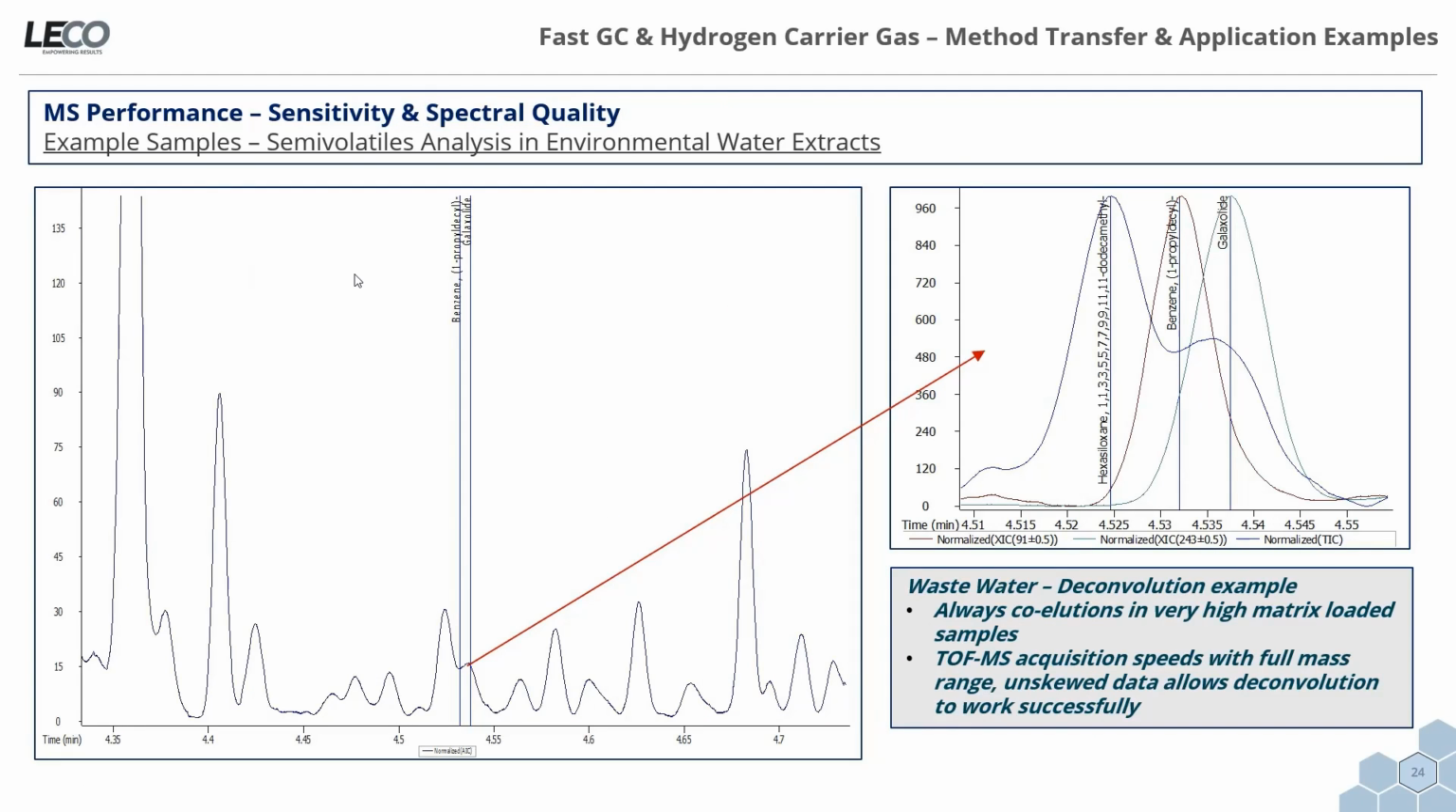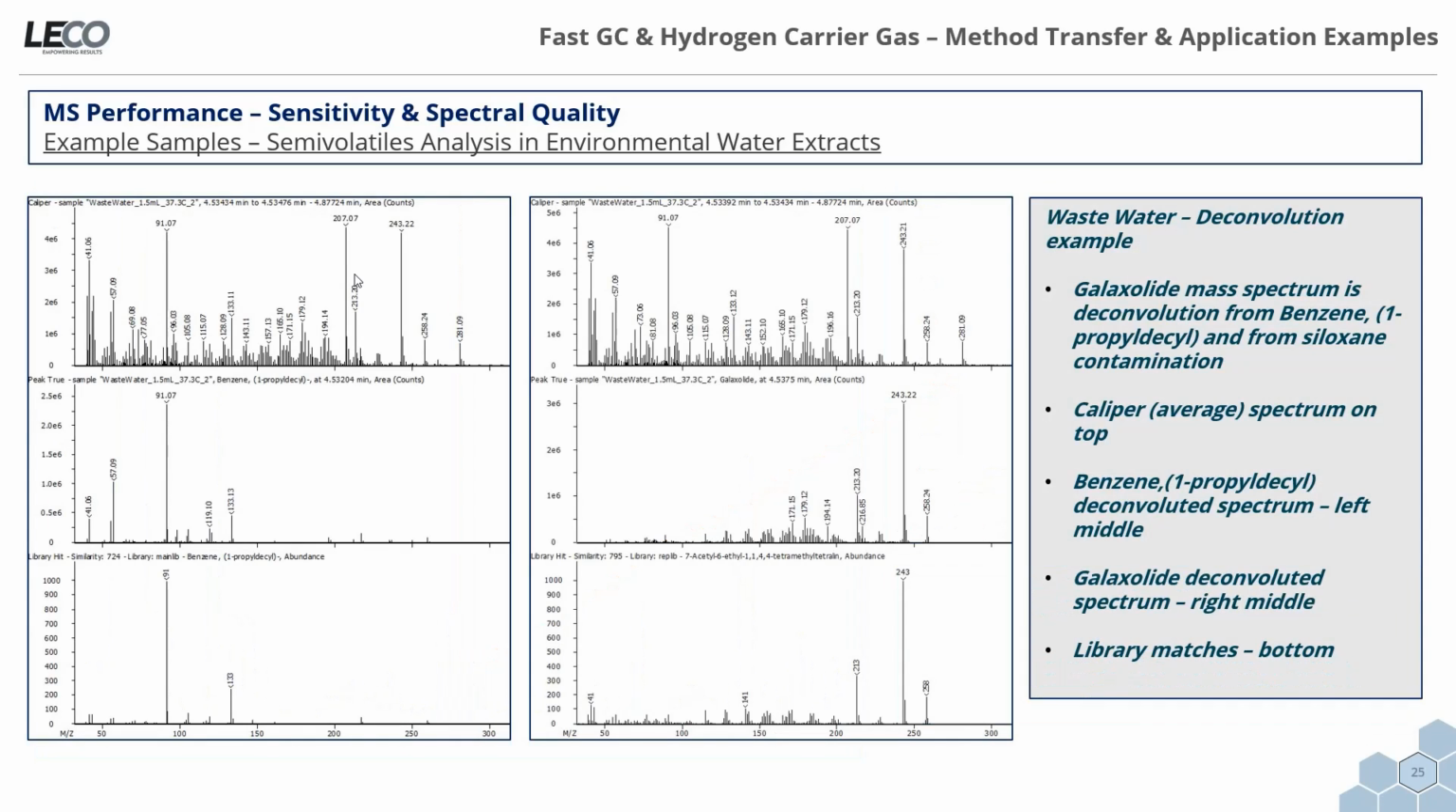And of course, using time of flight allows us to collect high quality mass spectral data with fast enough acquisition speeds, and that allows deconvolution to work well in this real sample here, which is wastewater, a very dirty, high matrix load. Here's an example of a siloxane, an alkyl benzene and galaxolide, all very closely coeluting together, and deconvolution worked really well to extract the different components.